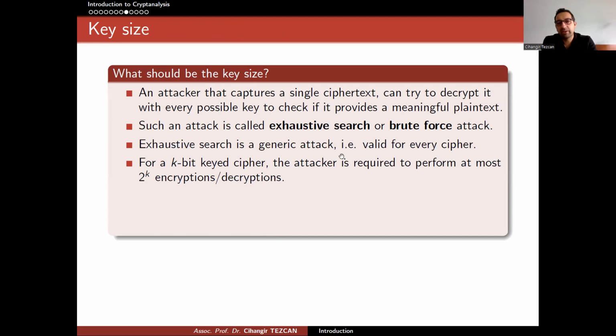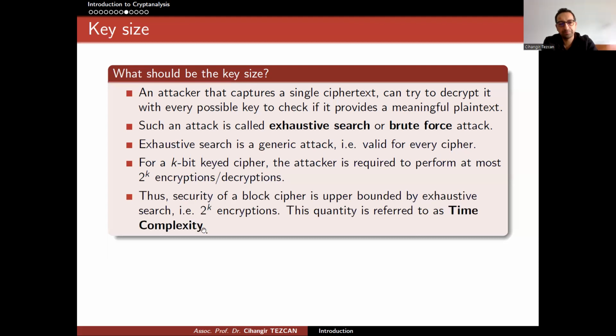Exhaustive search is a generic attack. In other words, it is valid for every cipher. It doesn't matter how complicated you design the cipher or not. Since you are using a secret key, an attacker can try everything one by one. So for a keyed cipher, the attacker is required to perform at most 2^k encryptions or decryptions, depending on how you're attacking.